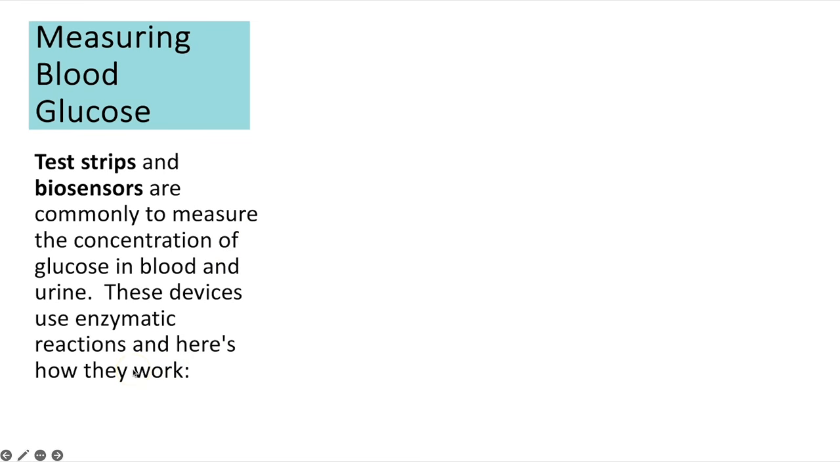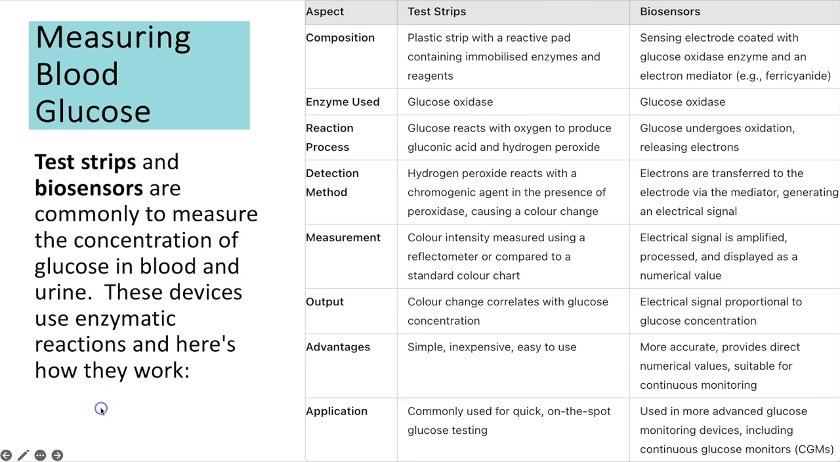And these devices use enzyme reactions, and this is how they would work. So we've got the comparison of the test strips compared to the biosensors. And you can see what is on those strips versus the sensor, the enzymes used, the reactions involved, how it detects it, what's being measured, the output, the advantages of the two, and what it's being used for.